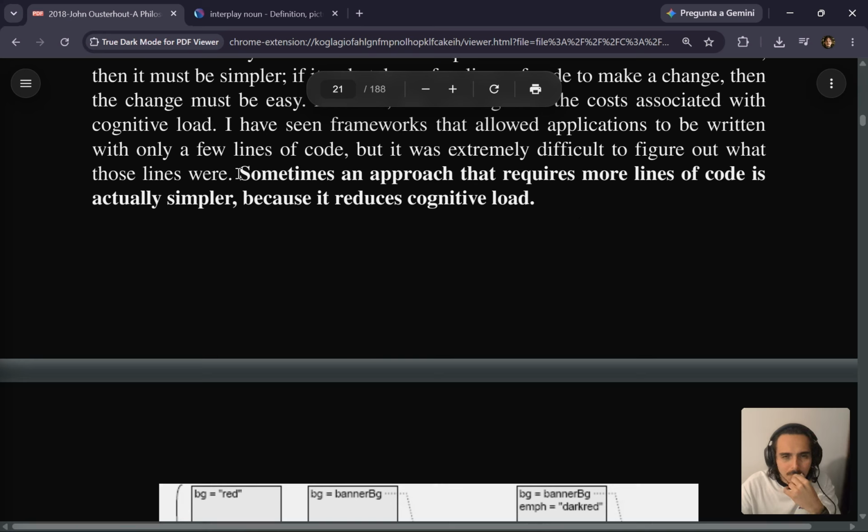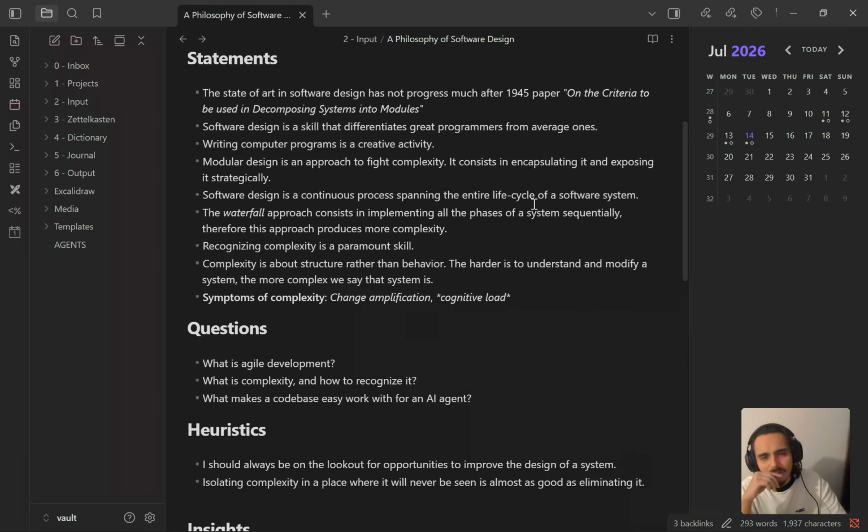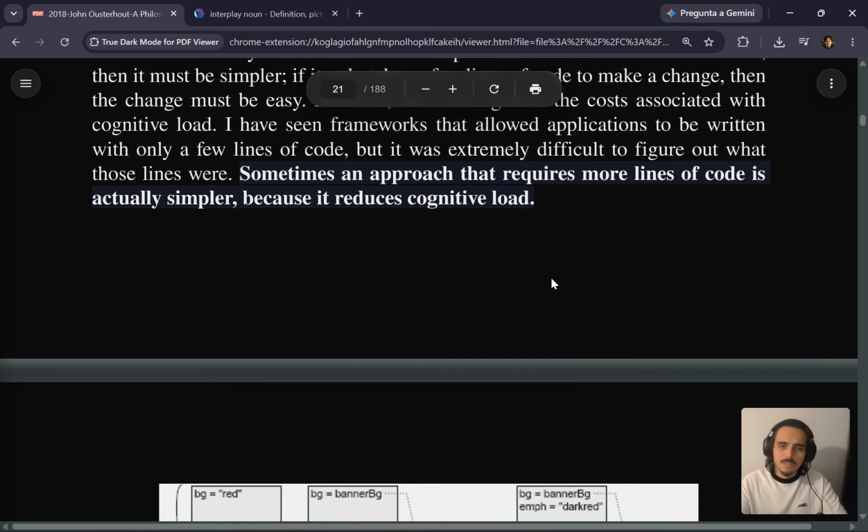It could be worth it to, perhaps this is a heuristic. Nah, let's leave it like that.